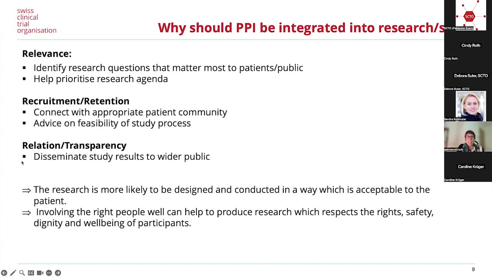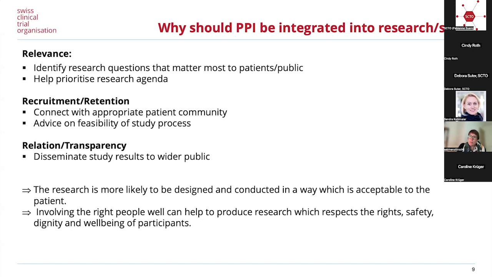transparency by disseminating study results to the wider public, and also because usually a lay summary will be done. With this, the research is more likely to be designed and conducted in a way which is acceptable to the patient, and involving the right people well can help to produce research which respects the rights, safety, dignity, and well-being of participants. And I think this is really important.